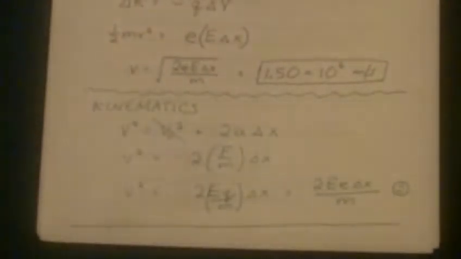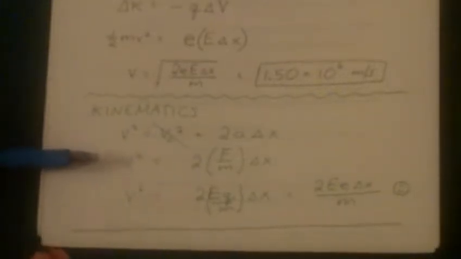Another way this could have been done, here in the green ink, is by doing a more kinematic approach. We think back to our kinematic equation, v squared equals v naught squared, which goes to 0, plus 2a times delta x. Replace a by Newton's second law with F over m. Then in the third line, we replace F, the force on any charge, the electrical force, which is equal to the electric field strength times that charge.